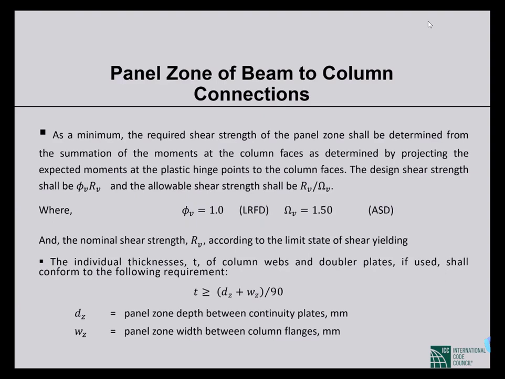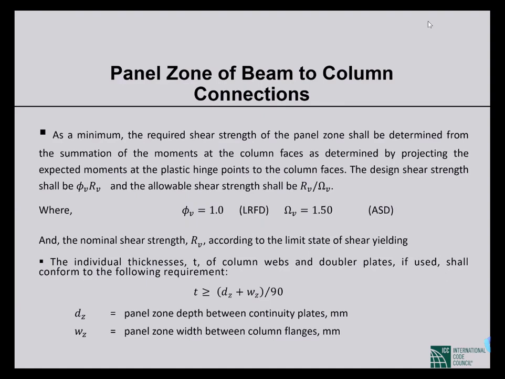But for extreme events, we'll assume that the hinges will form at the beam end. So that plastic moment will come as load onto the panel zone. So you have to design the panel zone in that way. The individual thicknesses t of column webs and doubler plates, if used, shall conform to the following requirements.